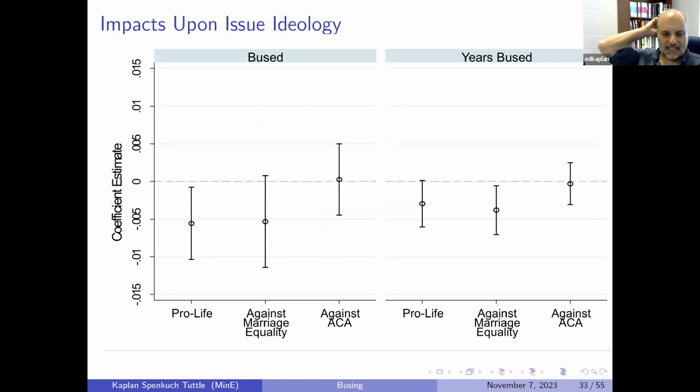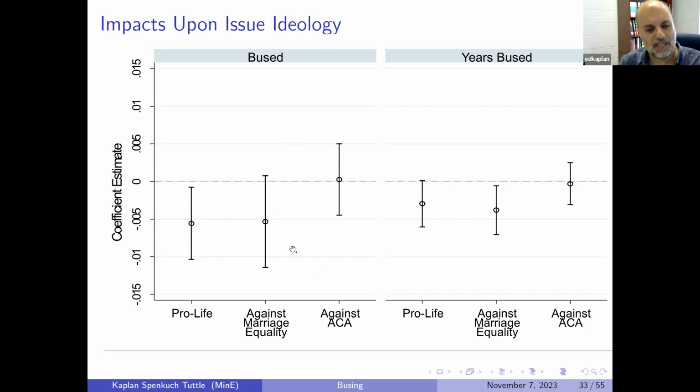So we estimate, as I said, for a number of different measures of ideology, and we find that you're statistically significantly less likely to donate to pro-life causes. You're less likely to contribute against marriage equality, but you're not really likely to change your contribution patterns for the Affordable Care Act. Now, these numbers look really small, they're 0.5 percentage points, but they're still statistically significant.